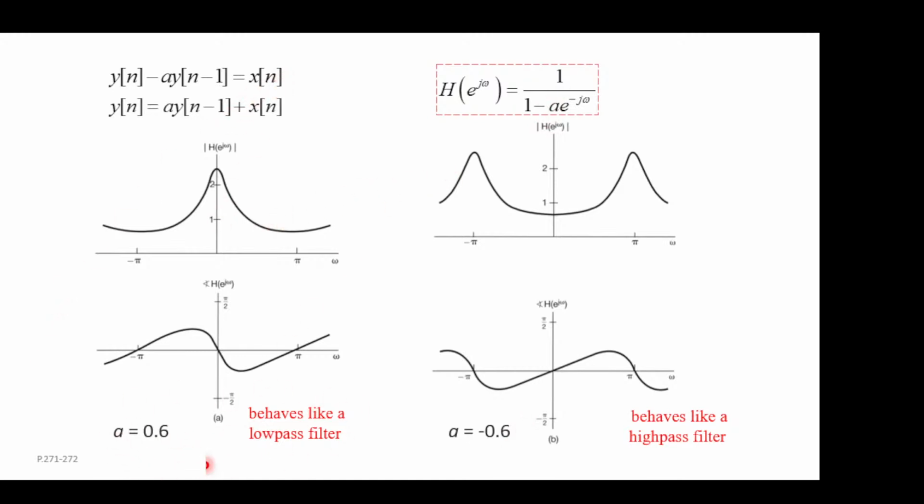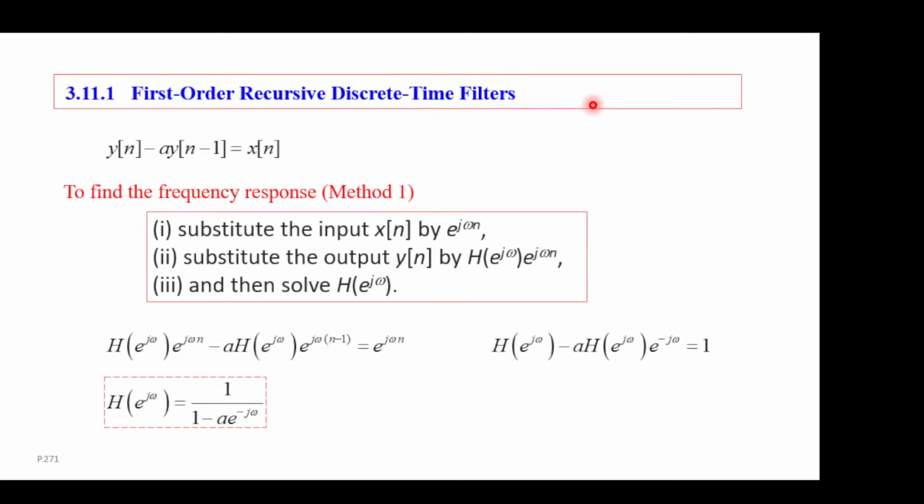Here we have positive A, and we see that for positive A, the absolute value of H will concentrate around omega around 0 or 2 pi. So this is like a low pass filter. And for negative A, the absolute value of H will concentrate around plus or minus pi, a high pass filter. And it's always with period 2 pi because e to the j omega, big omega to omega plus 2 pi is the same. Okay, so that checks out, and it's nice.